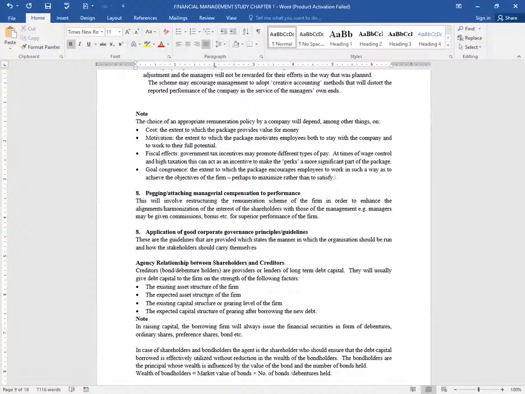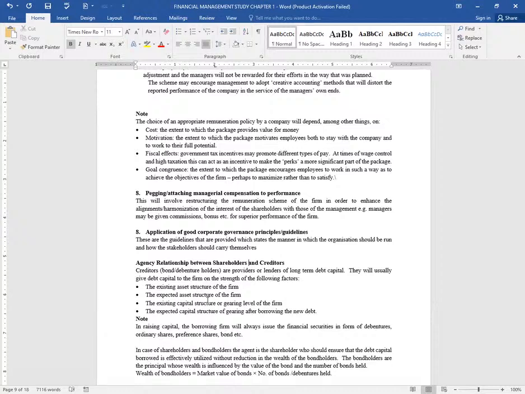So creditors or bondholders are providers or lenders of long-term debt capital. They'll usually give debt capital to the firm on the strength of the following factors. Existing asset structures, of course, they will need you to give them what? Security.